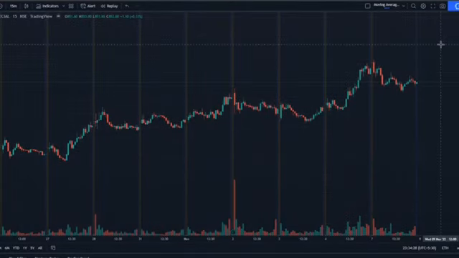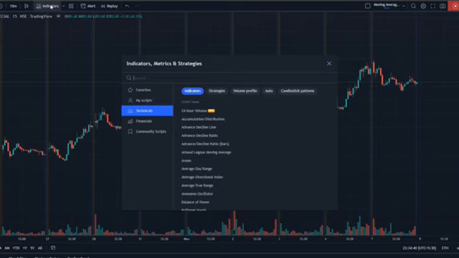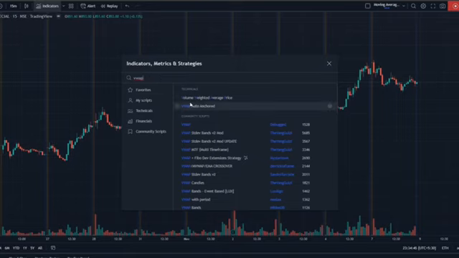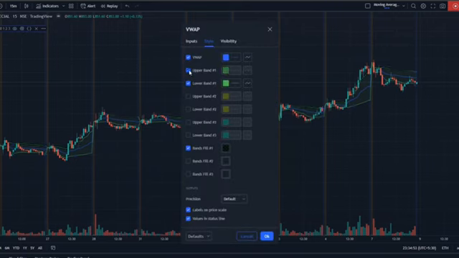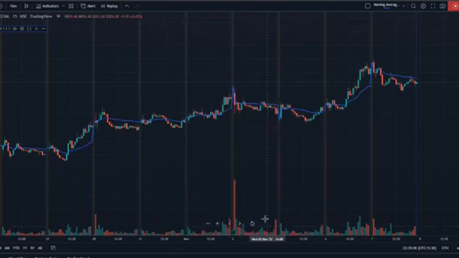VWAP is an indicator which is available in almost all trading platforms. I am using TradingView, and let's see how we can add this indicator on TradingView. In order to add, first let's go to Indicators and then type in VWAP. You will see volume weighted average price. Select that one. We will go to the settings and remove the upper band and lower band, and also the band fills. I'll make the line, the VWAP indicator, a bit thicker, and there you go. Now you can see the VWAP plotted across the chart.